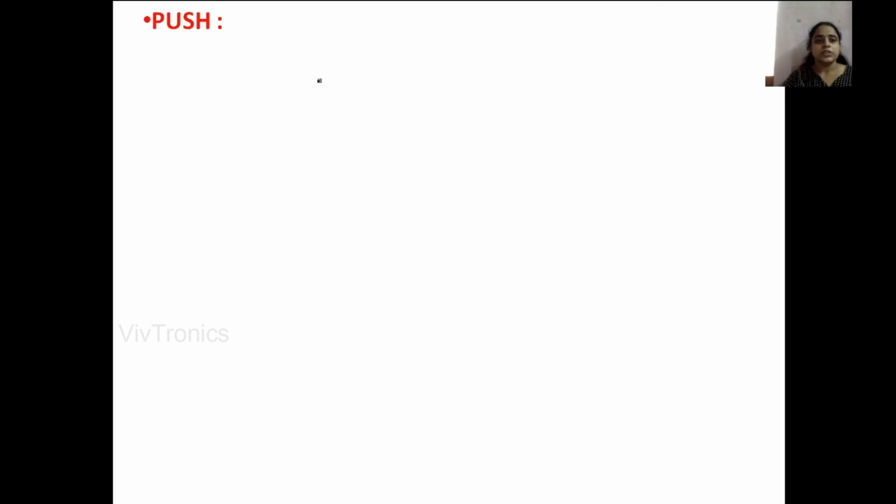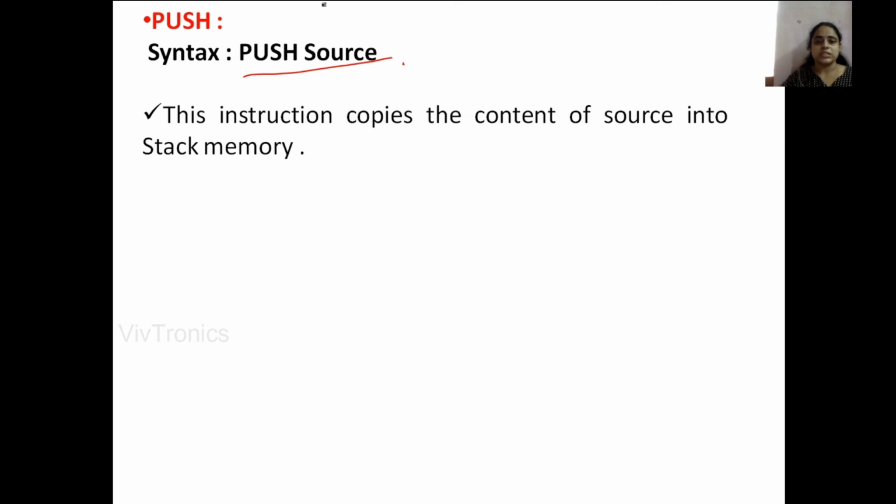So the first one we are going to see is push, and for push the syntax will be push space source. This instruction copies the content of the source into stack memory. So always remember whenever the syntax consists of a source, that is the source that we are having.